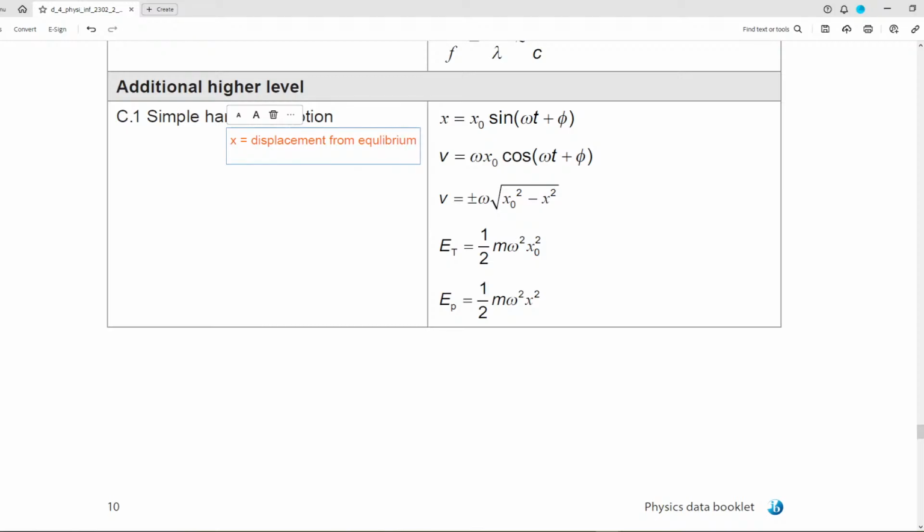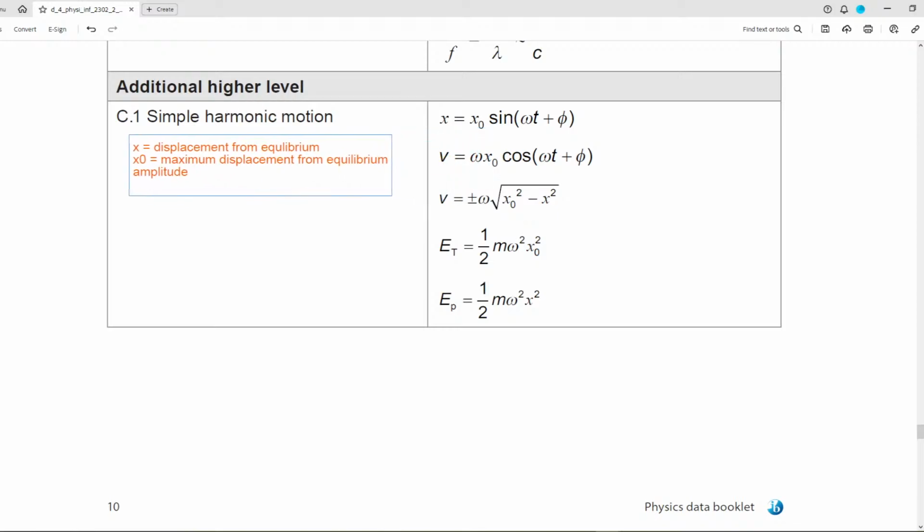I'll define the variables first, and I'll explain what each formula means in a second. X0 is the maximum displacement from equilibrium, aka amplitude. W, you know what it is, angular frequency. Time is time.